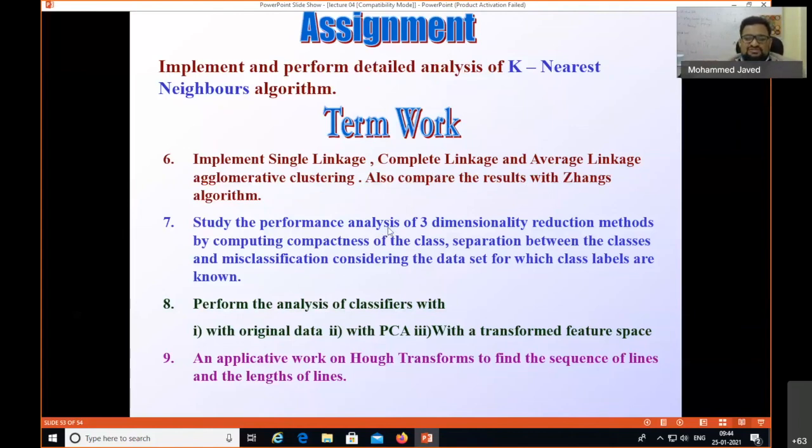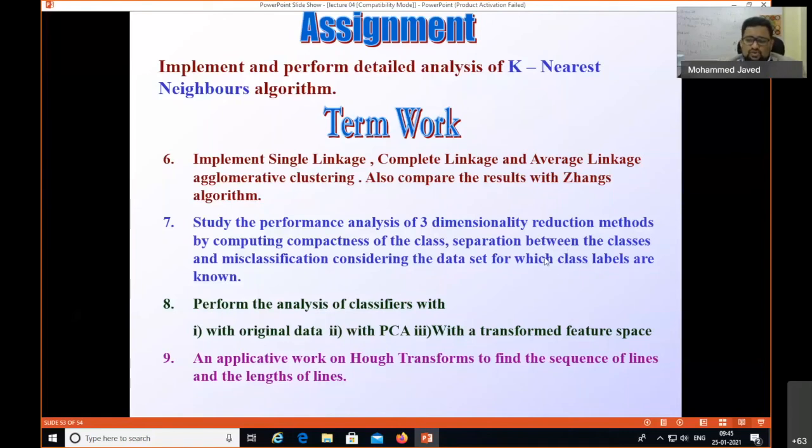Study the performance analysis of three dimensionality reduction methods by computing the compactness of the class, separation between the classes, and misclassification, considering the data for which the class labels are known. So this is also a clustering type of algorithm. A very famous clustering algorithm is the K-means clustering algorithm. You can just go through it.